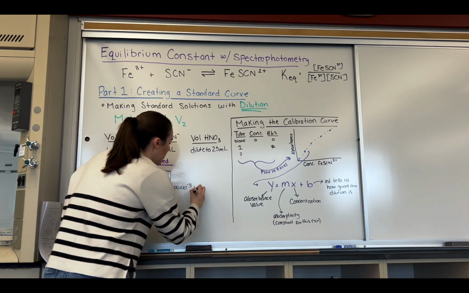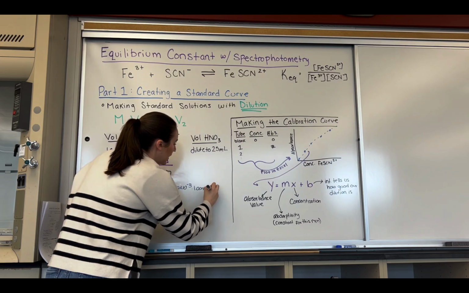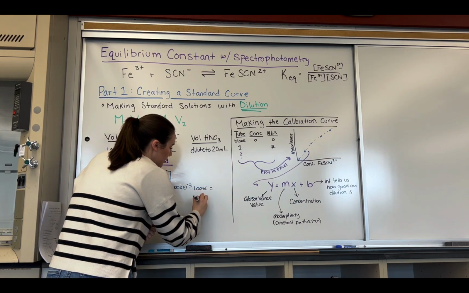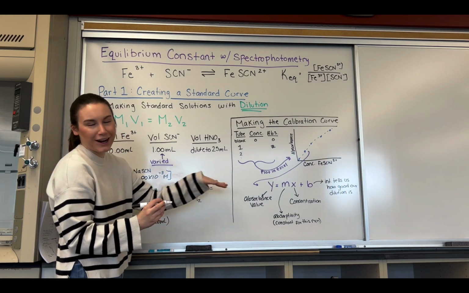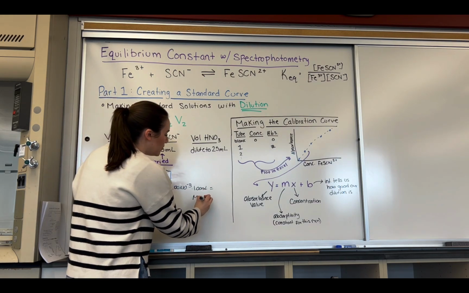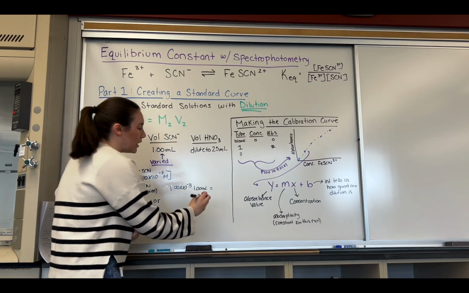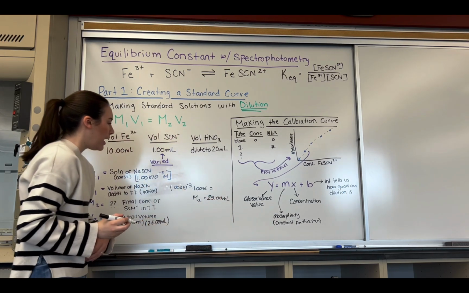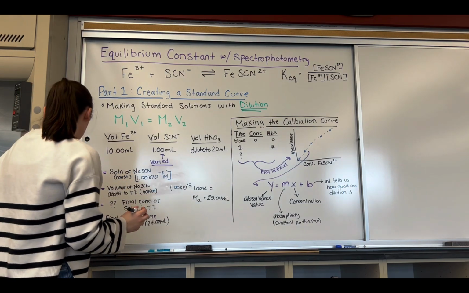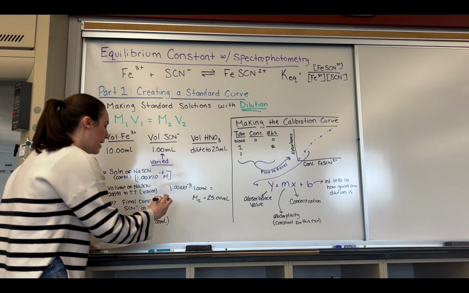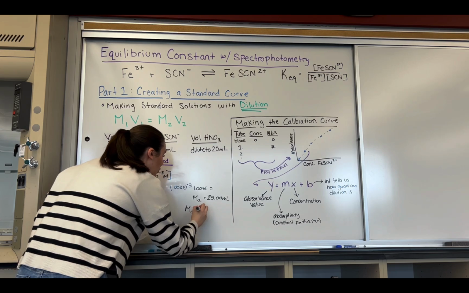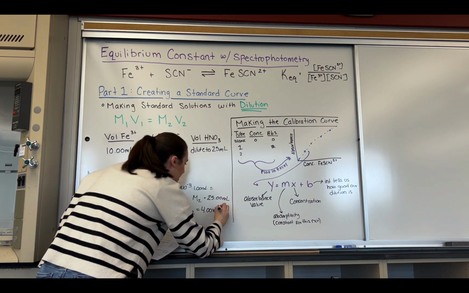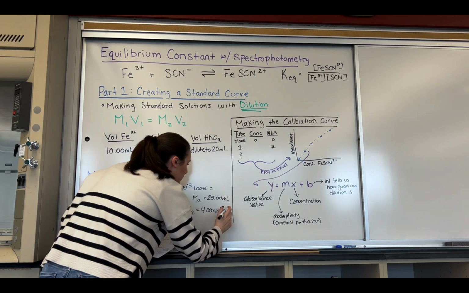Okay, so I'm going to multiply that by 1 milliliter. And that's going to be equal to M2, which is unknown. I ran out of room, so it's a linear kind of thing. M2 times our final volume of 25 milliliters. Okay, so we just solve for M2. So M2 is going to be equal to 4.0 times 10 to the minus 5 molar.